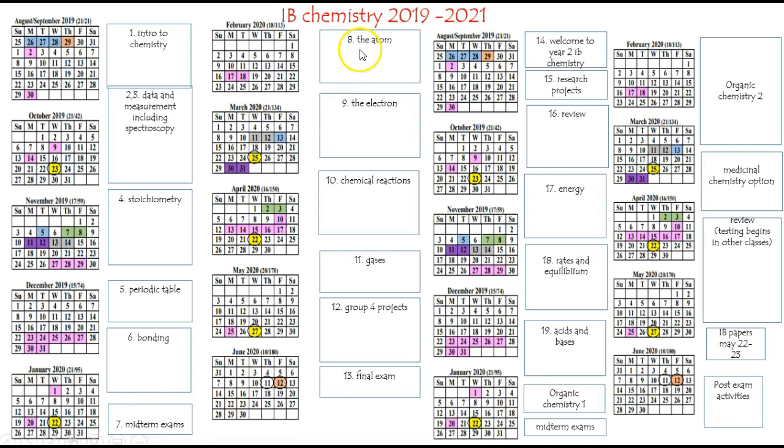We then take a midterm exam. After that, it's the atom, the electron, some chemical reaction, gases, and then we begin the Group 4 projects, which is a collaborative research project towards the end of the first year. We then take a final exam. This gives students a good introduction to chemistry. It's not that different, perhaps, from a first-year course.